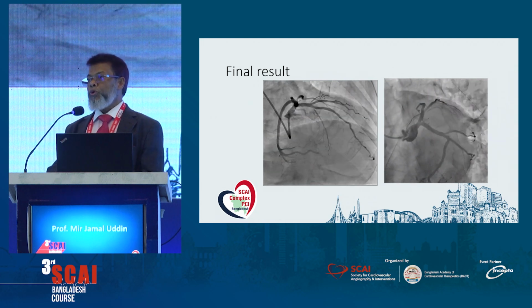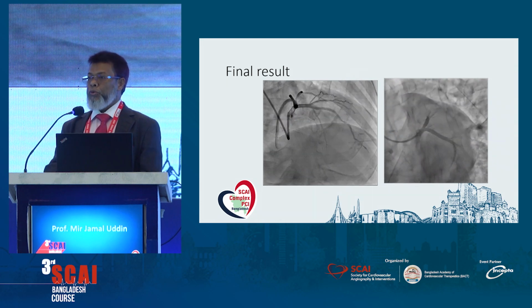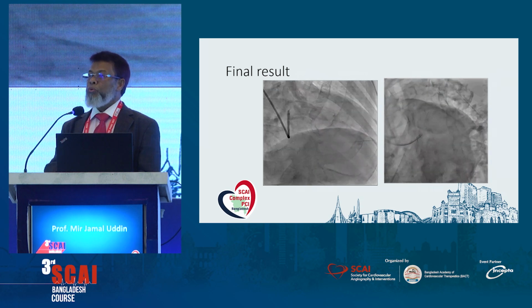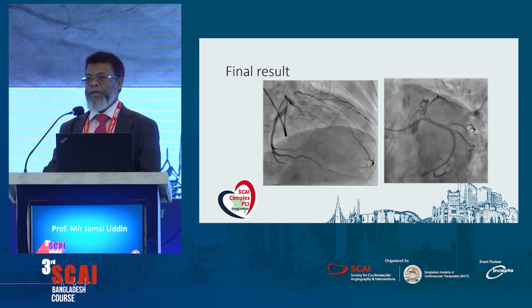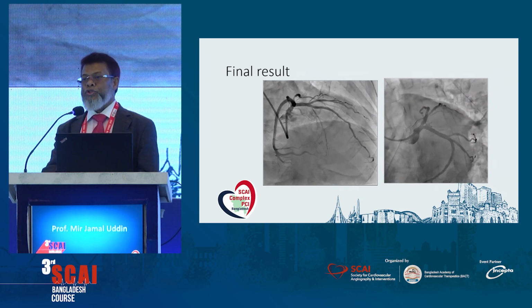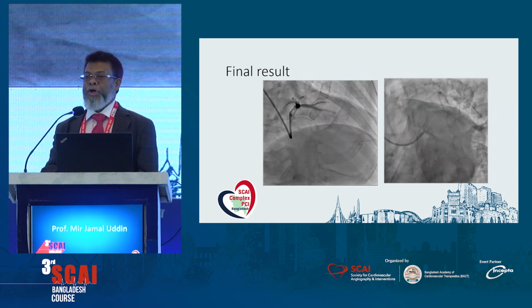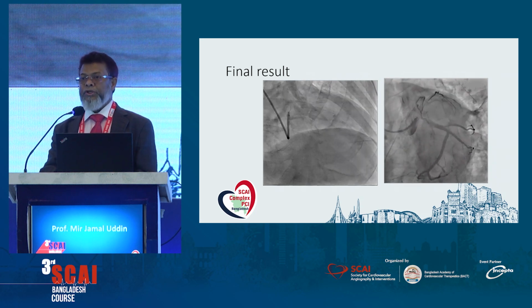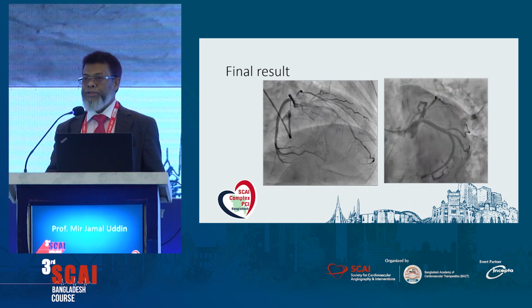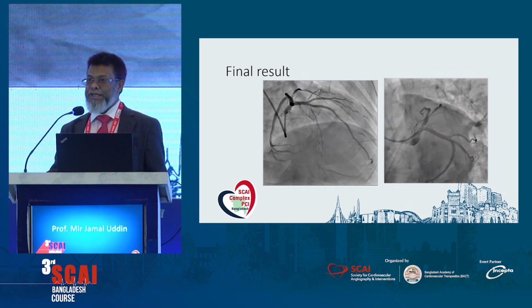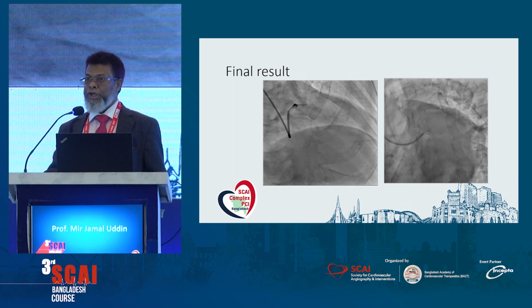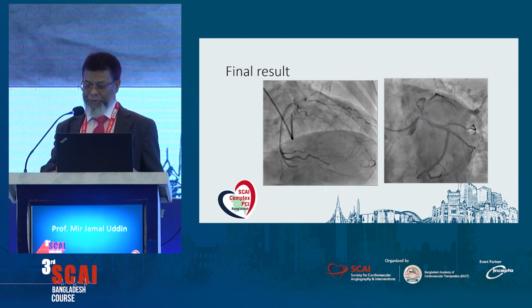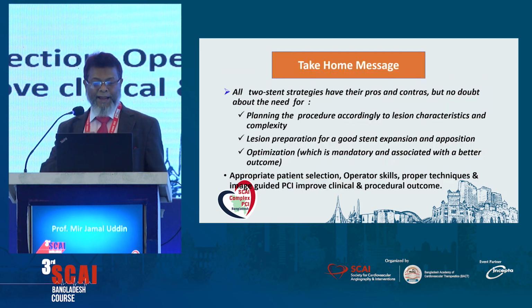Those side branches we ignore, but we shall have to consider the side branch. We do not want to lose any branch which gives the myocardium approximately 10%. So we shall have to honor the side branch. We shall have to think about a double stent strategy. Even then, we are in the philosophy of provisional stenting.